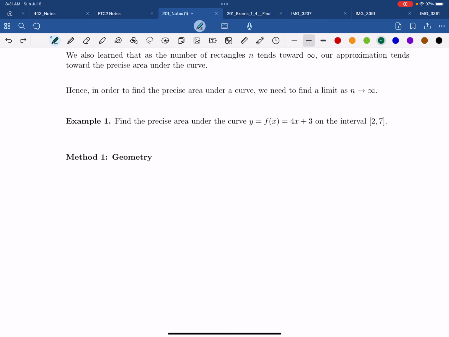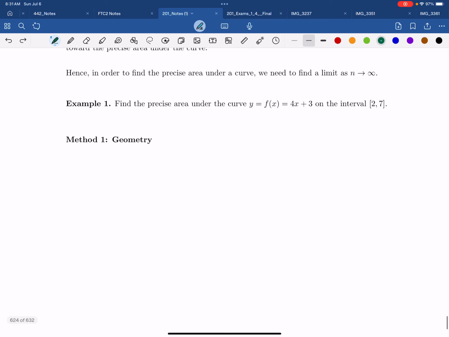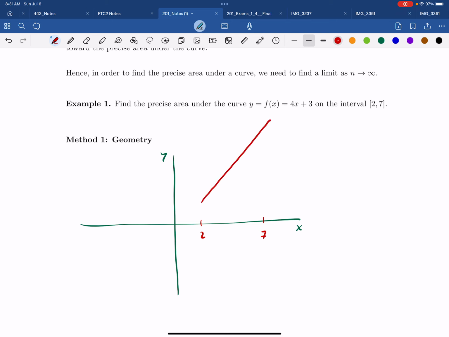To find the precise area under this curve, let's first use the geometry trick so that we can verify our answer when we use Riemann sums. So we have a curve. It looks something like this. This is not completely to scale, but it looks something like this. If you take a look, you'll notice that this is actually a trapezoid. It's a trapezoid, and we know the area of a trapezoid, right?